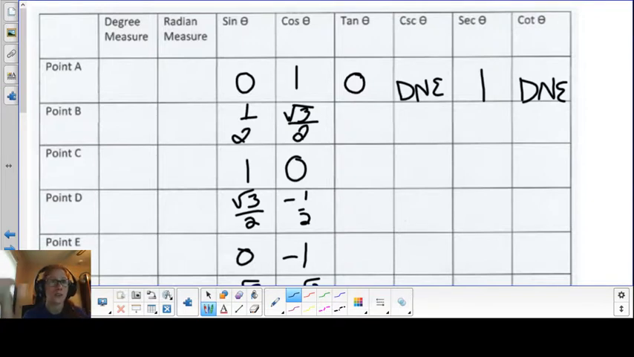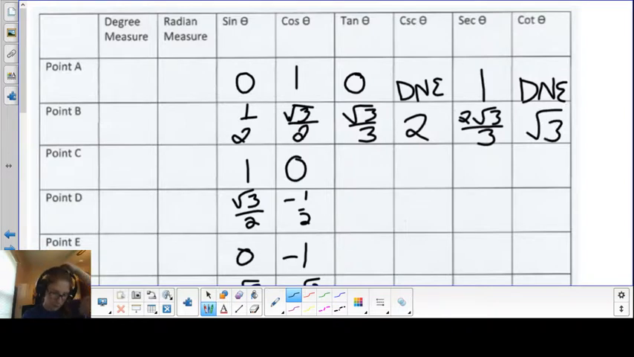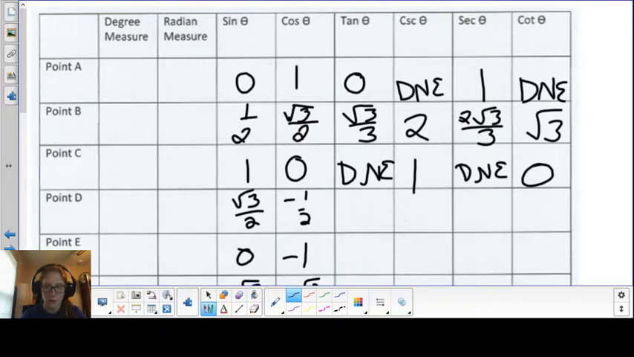D and E does not exist. You know, Mean Girls, the limit does not exist. My tangent is √3 over 3 for point B. Cosecant is 2. Secant is 2√3 over 3. And my cotangent is the square root of 3. For point C, my tangent does not exist. Cosecant is 1. Secant does not exist. And my cotangent is 0.